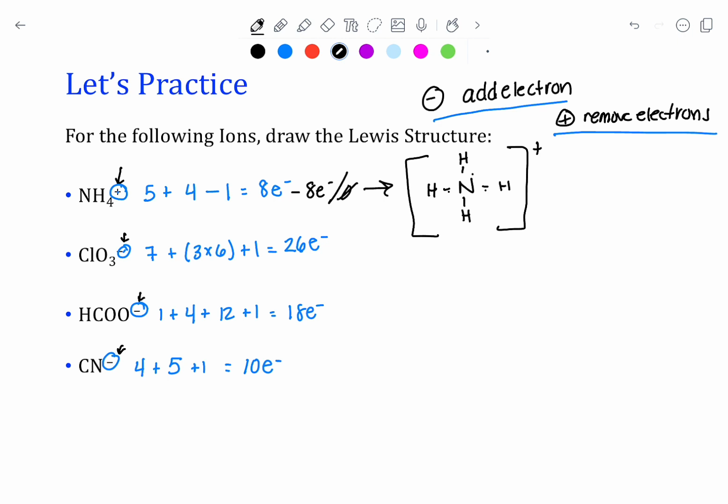So this is one of those exceptions to our rule about nitrogen. Again, we said it usually happens when there's an ion involved, so nitrogen is bonding 4 times. It's only allowed to do that because of the positive charge.